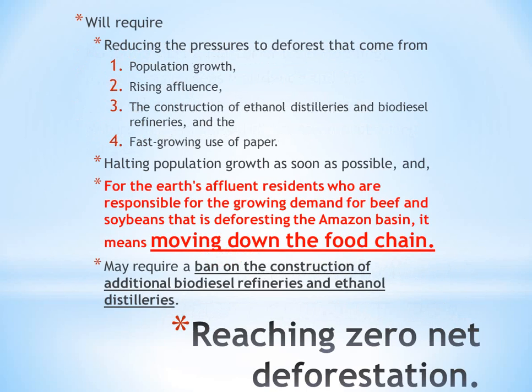Reaching zero net deforestation will require reducing the pressures to deforest that come from population growth, rising affluence, the construction of ethanol distilleries and biodiesel refineries, and the fast-growing use of paper. It means halting population growth as soon as possible, and, for the Earth's affluent residents who are responsible for the growing demand for beef and soybeans that is deforesting the Amazon basin, it means moving down the food chain. It may also require a ban on the construction of additional biodiesel refineries and ethanol distilleries.